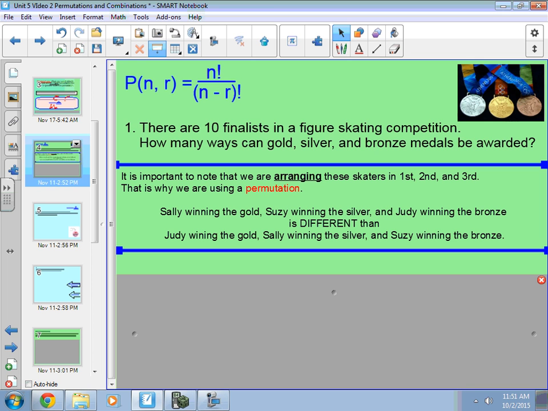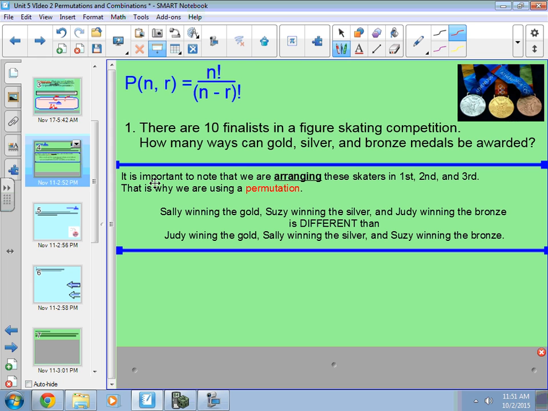Sally winning gold, Susie winning silver, and Judy winning bronze would be a different order or arrangement than the same 3 skaters where Judy wins gold, Sally wins silver, and Susie wins bronze. So even if it's the same 3 people, the order is different, so this would be a permutation. Anytime you're arranging, it's a permutation. So let's see if we can solve this one out.